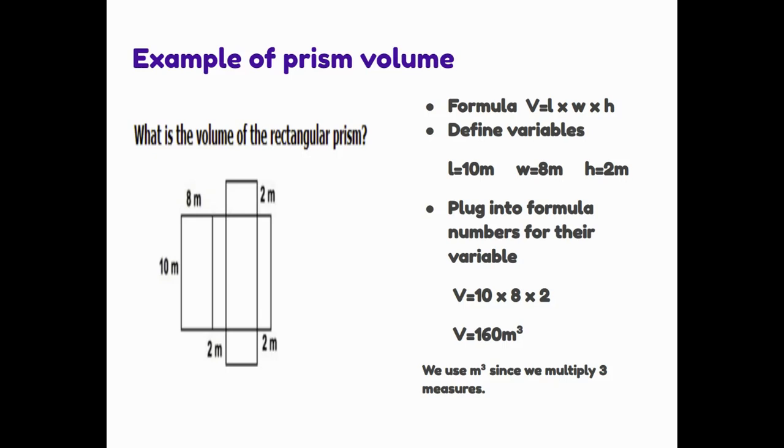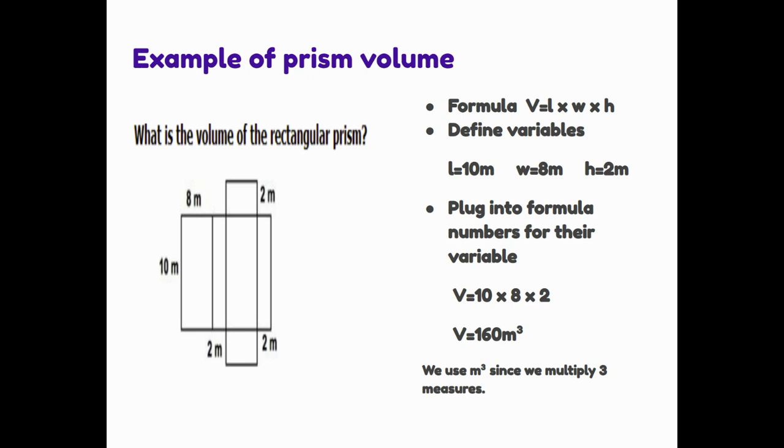So we want to find the variables. Well, the length is 10 meters, the width is 8 meters, and the height is 2 meters. It really doesn't matter which one we plug the number into, but we have to make sure that we're accounting for all of them.